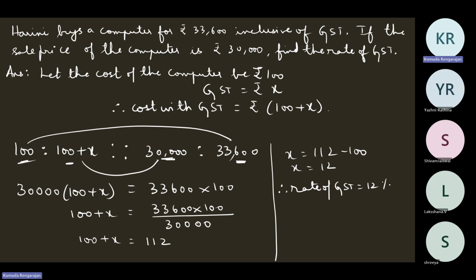Then this 30,000 comes for division. On simplifying, 112, then the plus 100 becomes minus 100 on the other side. So X is equal to 112 minus 100, which is 12. X is 12. For 100 rupees, it is 12 rupees. That means 12% is the GST. Rate of GST is 12%.